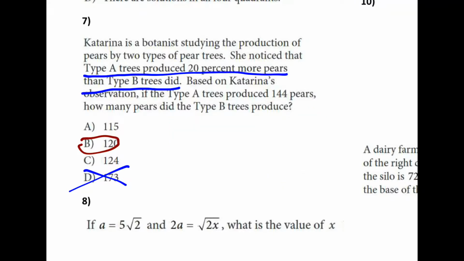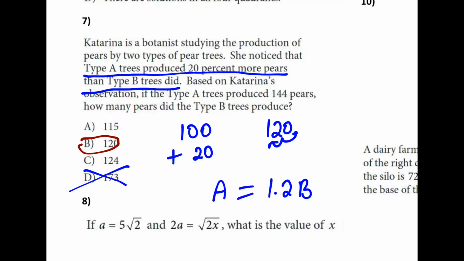Another way of thinking of this is that if type A trees produce 20% more than type B trees did, well, we're looking at 100% of type B trees plus another 20%. So that's 120 in total. And if we move our decimal place over twice, we end up with this equation. A is equal to 1.2B. And that's how we convert percentages into decimals.